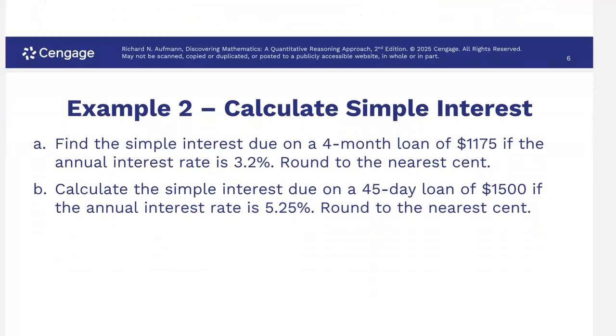A is asking us to find the simple interest due on a 4-month loan. Here's our principal amount, 1,175, and it says the annual interest rate is 3.2%. If I turn that into a decimal, move the decimal 2 places to the left, it is 0.032, and then we're going to round to the nearest cent. Notice our interest rate is yearly because it says annual, but our time is in months. So I've got to turn this into years.